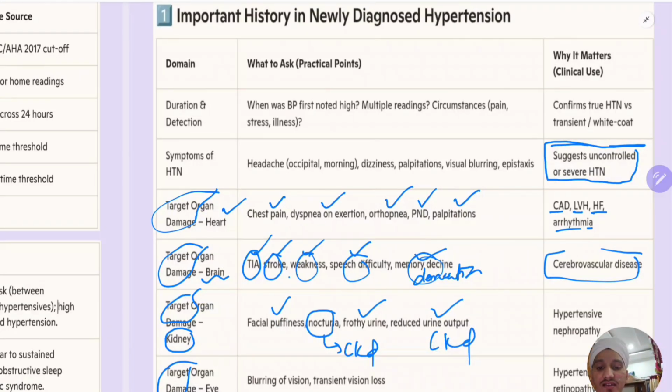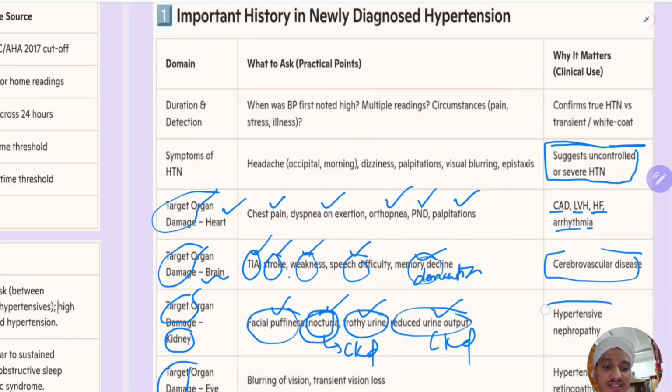The first, the earliest sign of CKD is nocturia. Remember, there are other causes: benign prostatic hypertrophy, or BPH, is the most common cause, and some patients who are on diuretics also develop nocturia. But if the patients are not taking diuretics and don't have BPH, then nocturia is the earliest sign of CKD. And facial puffiness, very important, and reduced urine output and frothy urine you should ask.